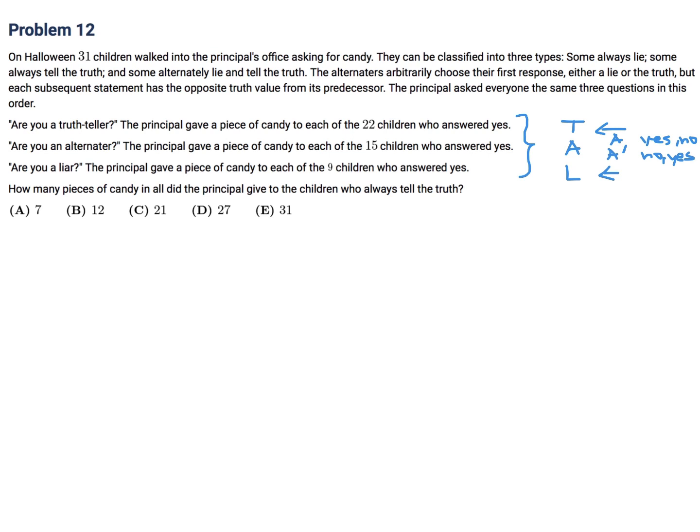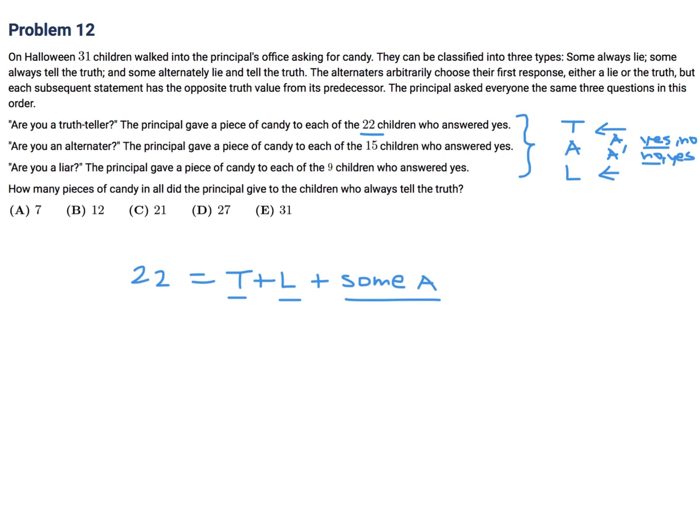Okay, so the 22 can be made into an equation. 22 would basically be T plus L plus some of the alternators. We don't know which ones, right? Because, are you a truth teller? If this person tells the truth, they would say yes, right? That's the T's. If they're liars, they're going to lie and say yes, we're truth tellers. So that's the L's. And then the alternators, the reason I put some is because we don't know, are they saying yes first or are they saying no first? So that's why I put some A.